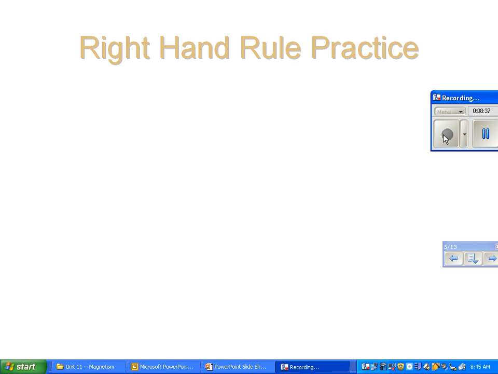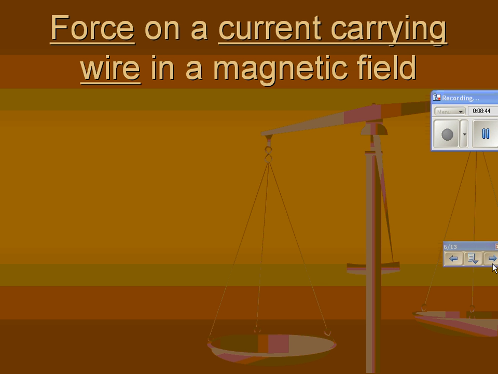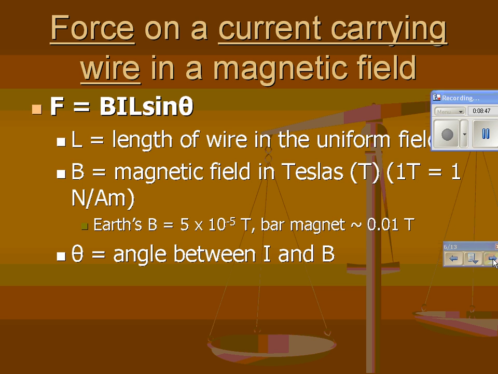Okay, how much current's in the wire? The length of wire that's in the field and the strength of the magnetic field. Beautiful. Here we go. So here's the equation. F equals BIL sine theta.